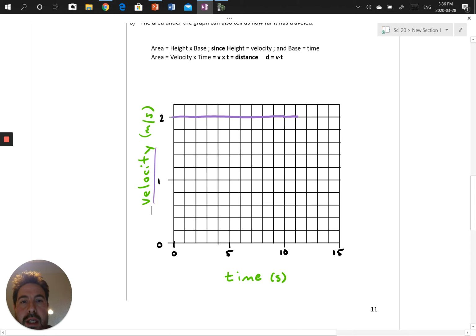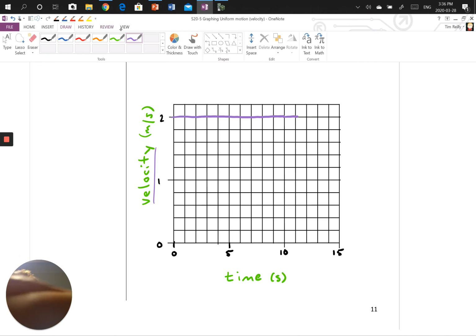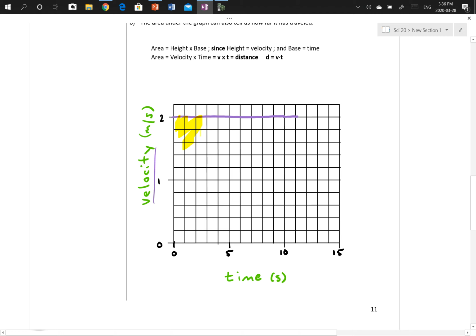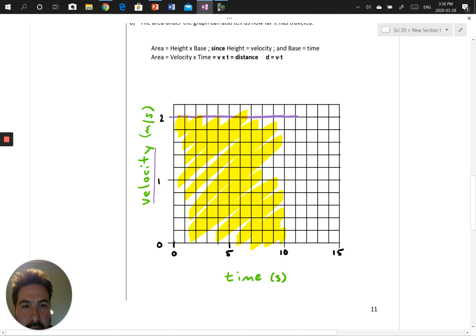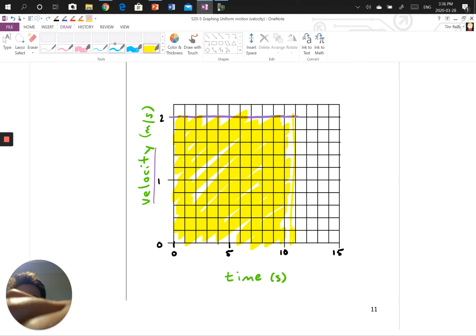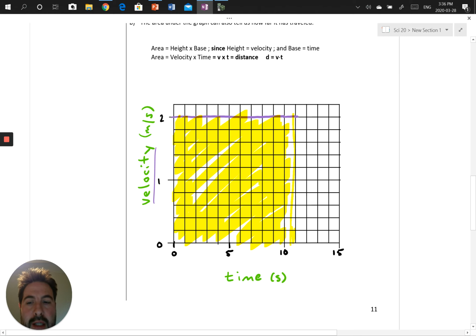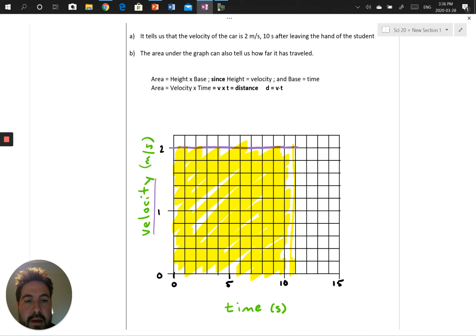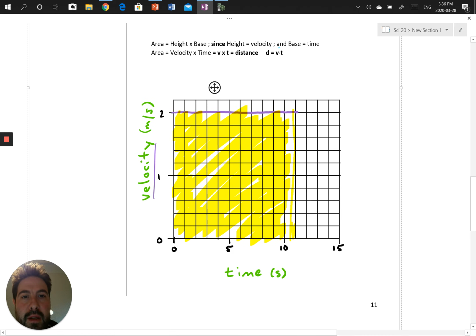We can actually look at the area underneath the graph. So if I was to take my highlighter and highlight all the area that's underneath this graph, it makes a square. And how do I find the area of a square? Base times height. And since my base is my time and my height is my velocity, I'm going to end up with this formula right here: velocity times time equals distance.